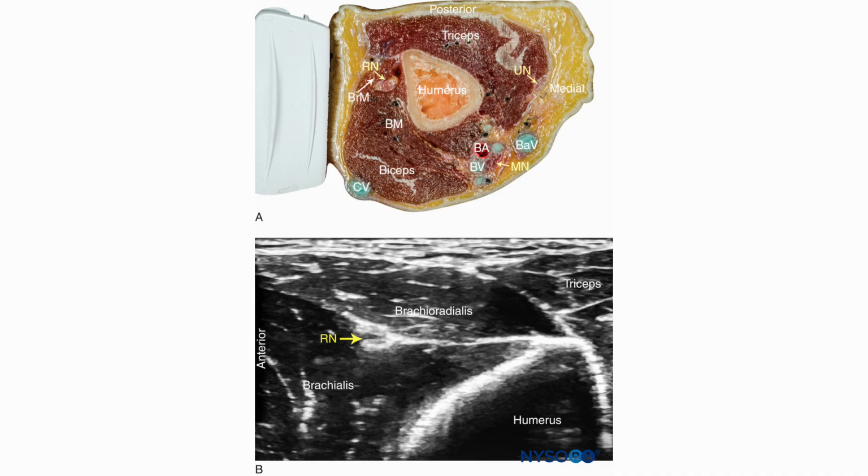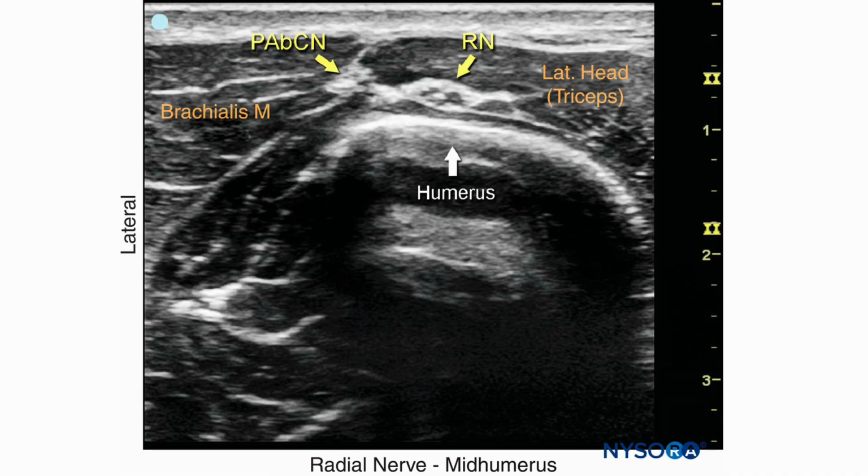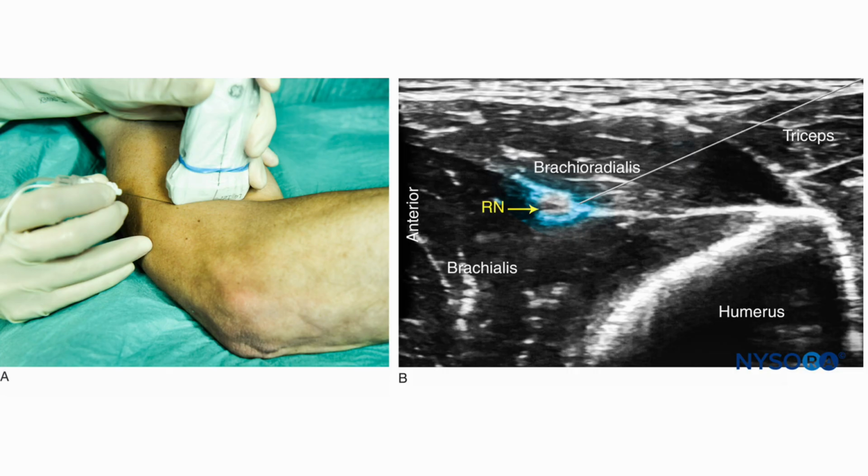So here's a good image of this. So brachioradialis, brachialis, and your radial nerve. And remember, this is anterior here, okay? All right. There's another view of the radial nerve. All right. So now you can see how they're coming in here on the anterior side and where they have that probe positioned.